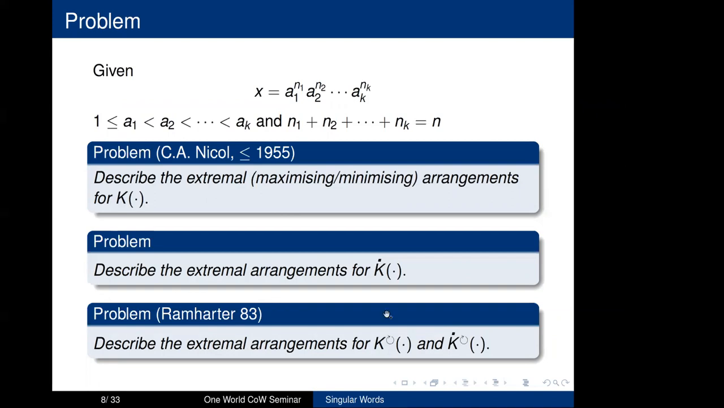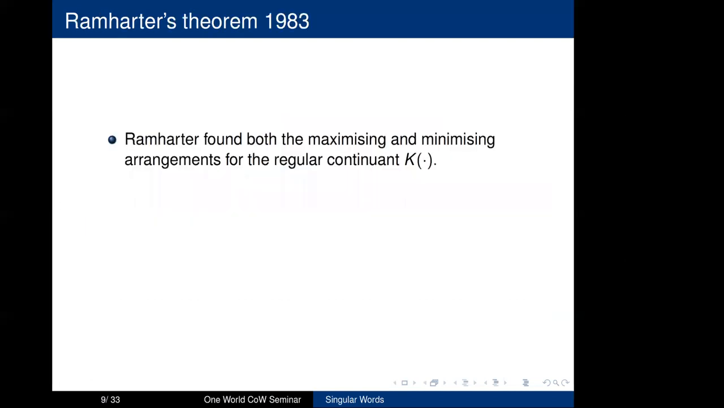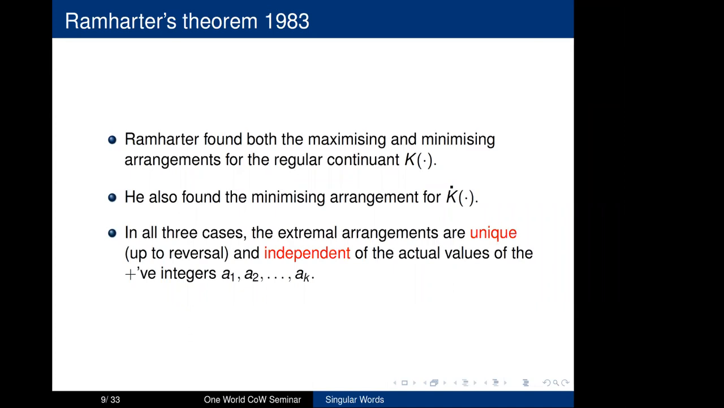Okay, so there were some partial results to this question starting in the mid-50s, already with Motzkin-Straus, and then I think in the 70s, Kusik gave some partial solutions to this problem. But the problem was largely settled in the mid-80s by Ramharter. So he found both the maximizing and minimizing arrangements for the regular continuant K. At the same time, he also found the minimizing arrangement for the semi-regular continuant. In all 3 cases, he showed that the extremal arrangements are unique up to reversal. That is, the only redundancy is the reverse.